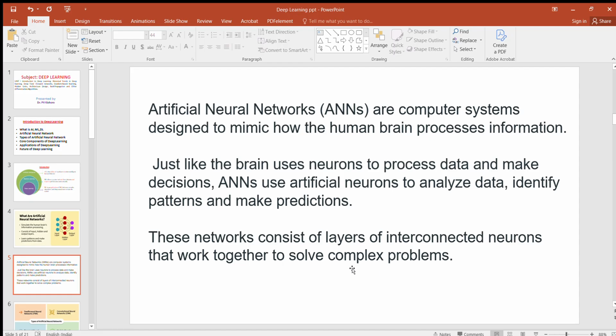So these networks consist of layers of interconnected neurons that work together to solve complex problems. For what purpose are these neurons interconnected? These interconnected neurons help to solve complex problems. That's why these neurons are interconnected.